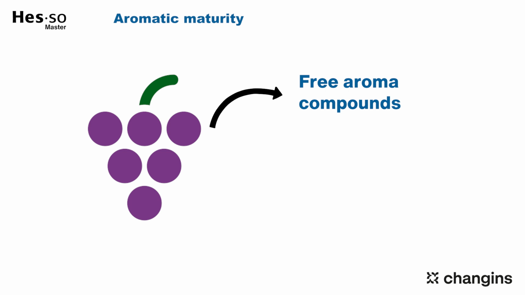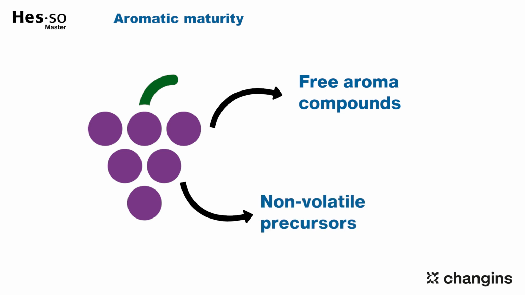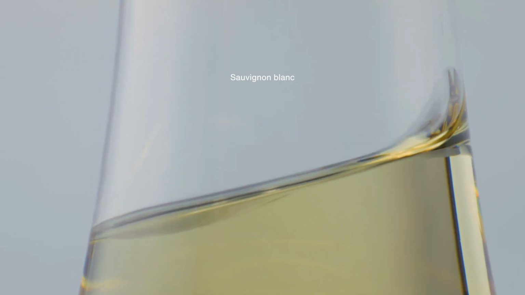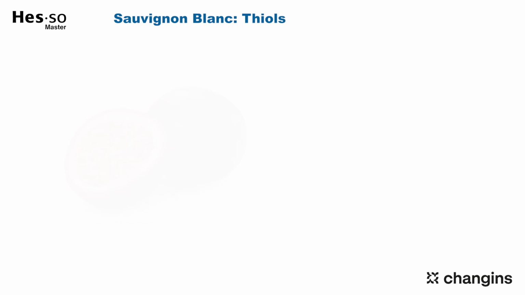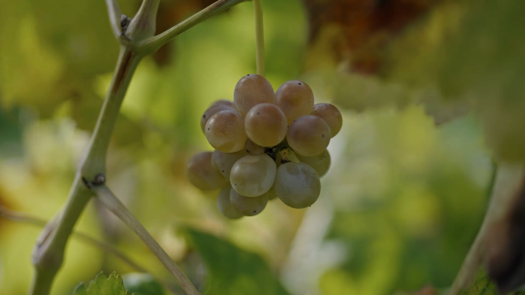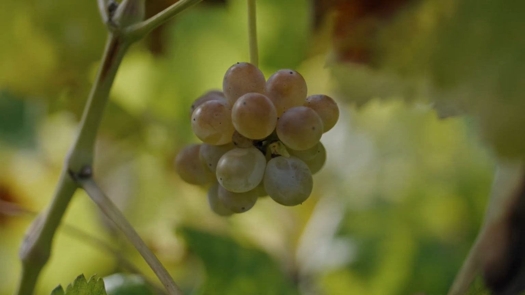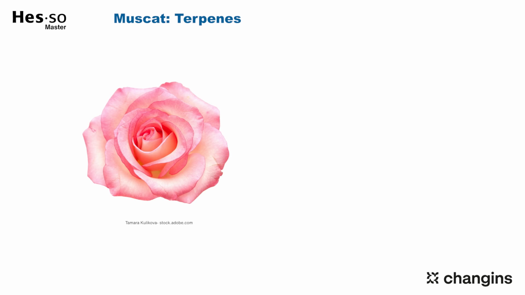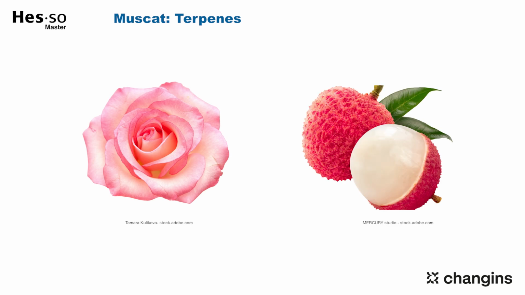Grapes contain both free aroma compounds and non-volatile precursors. For example, in Sauvignon Blanc, thiols give typical tropical and citrus notes, such as passion fruit and grapefruit. These thiols often exist as precursors that are released during fermentation. In Muscat varieties, terpenes dominate the aromatic profile, producing characteristic floral and fruity notes like rose and lychee. Here, their concentration and balance define the aromatic potential of the future wine.